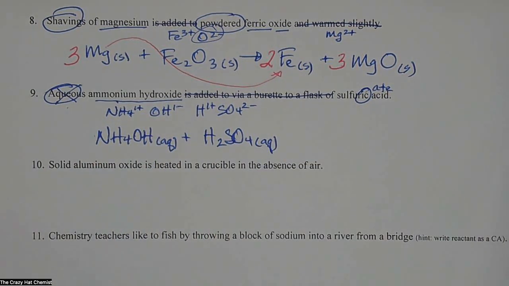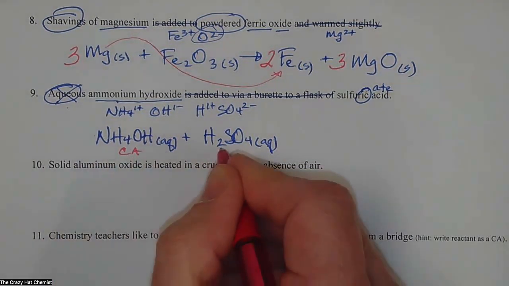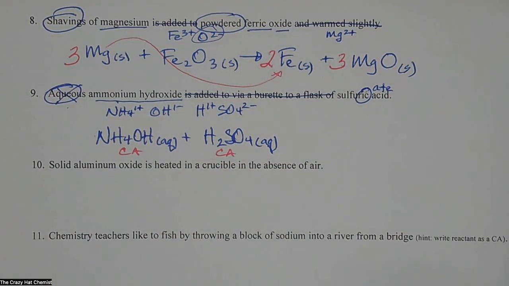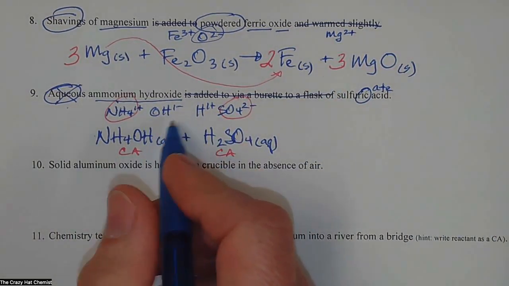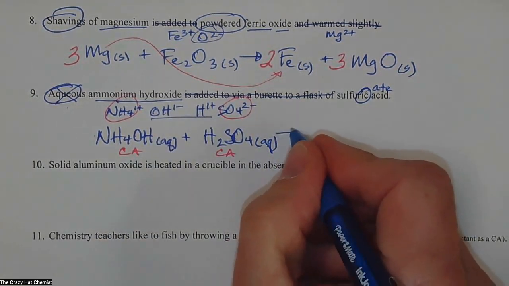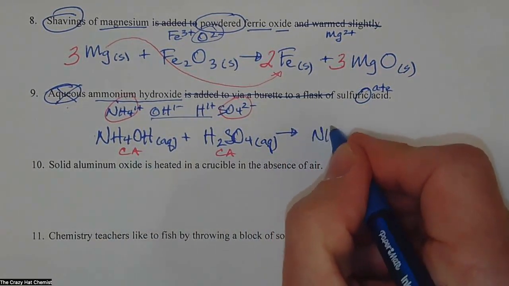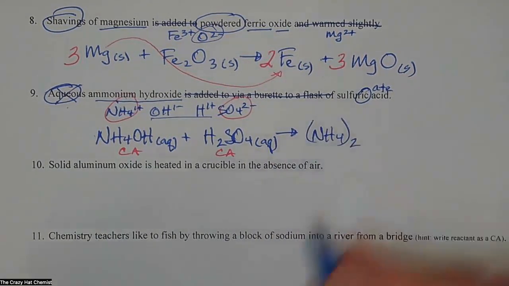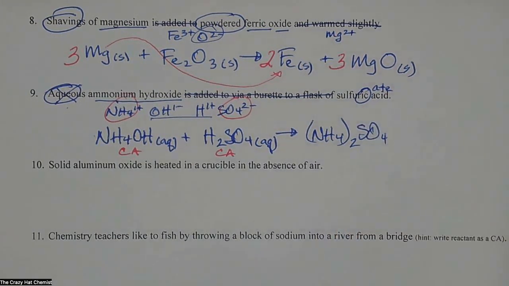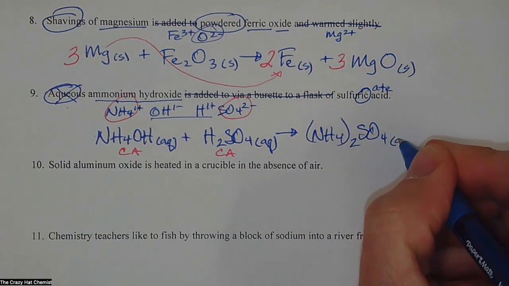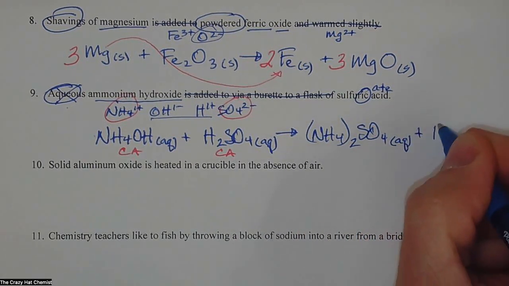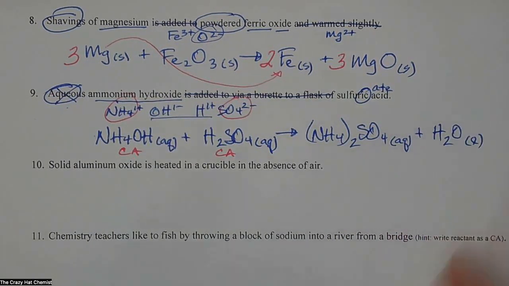This is also a classic double displacement reaction. Cation, anion, cation, anion. Yes, perfect. So that means that the sulfate and the ammonium ion are going to get together, and the hydroxide and hydrogen are going to get together on the product side. So we are going to have ammonium sulfate. Ammonium ion is a 1 plus, and sulfate is a 2 minus. So that's why that goes like that. And anything with ammonium ion is aqueous. So that's aqueous. And then plus HOH or H2O, and that is water, and that's going to be a liquid.